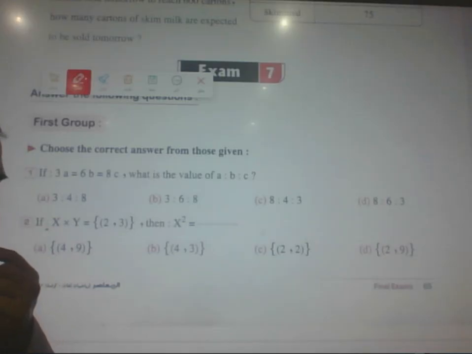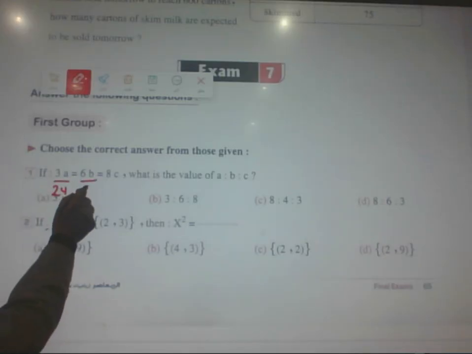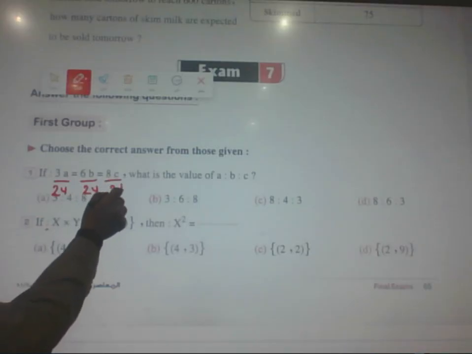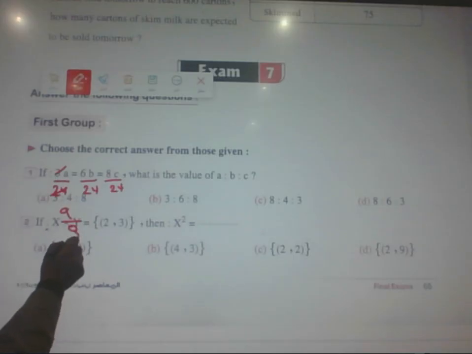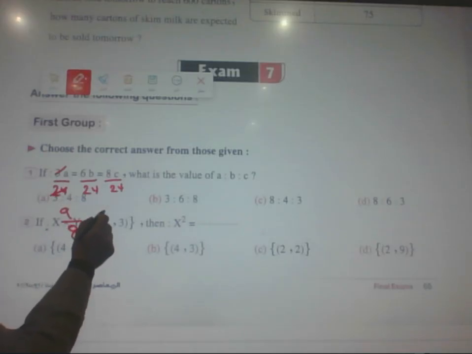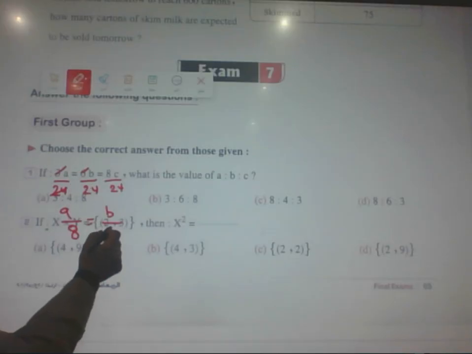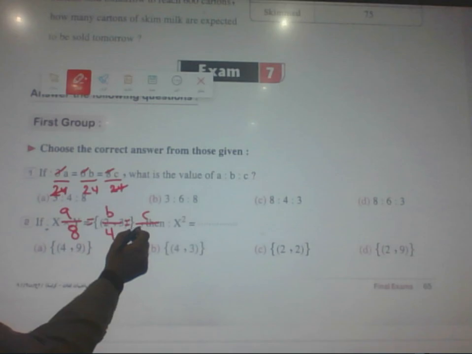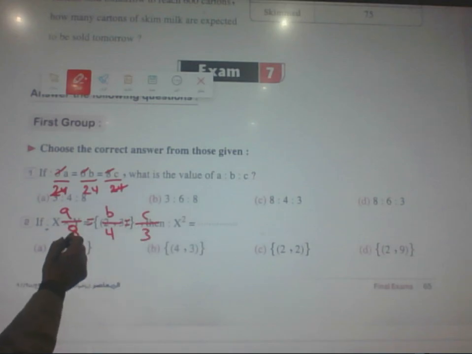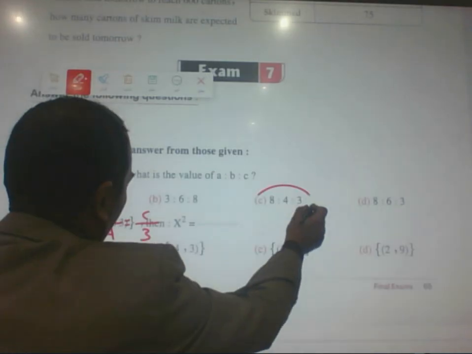We will divide the three numbers by 24. First by 24, and second also by 24, and third divided by 24. As in simplest, then we have a over 24 divided by 3 equals 8 equals 2. We have b over 24 divided by 6 equals 4, and c over 24 divided by 8 equals 3. Then the ratio will be 8, 4, 3. 8 to 4 to 3. Choose letter C.